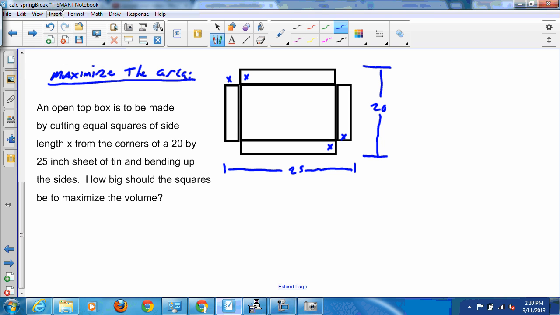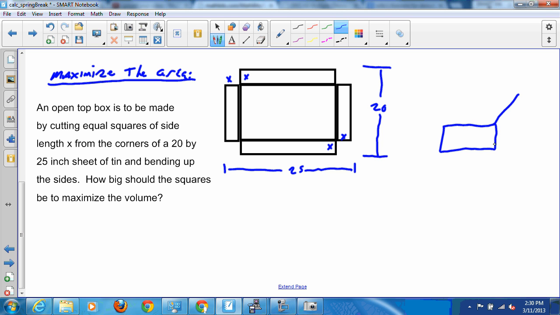Okay, we have another optimization problem where we're trying to maximize the area. The statement says that an open top box is to be constructed by cutting equal squares of side lengths x from the corners of a 20 by 25 inch sheet of metal and bending up the sides. So basically what we're doing is we're notching out 4 squares and then we're going to bend them up. So we have some shape that maybe looks a little something like this.